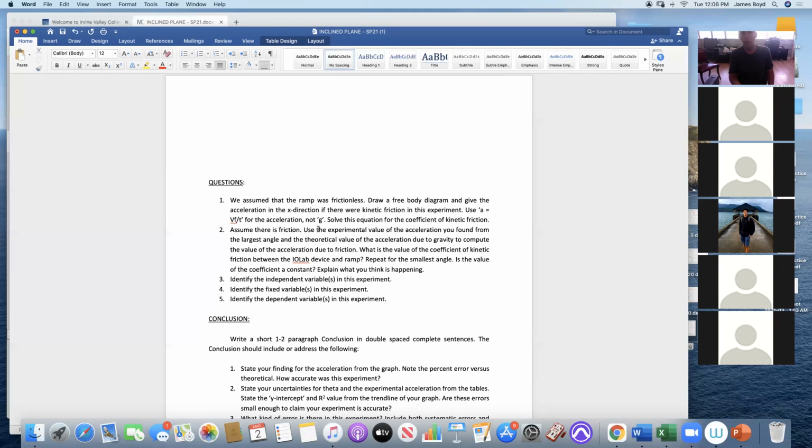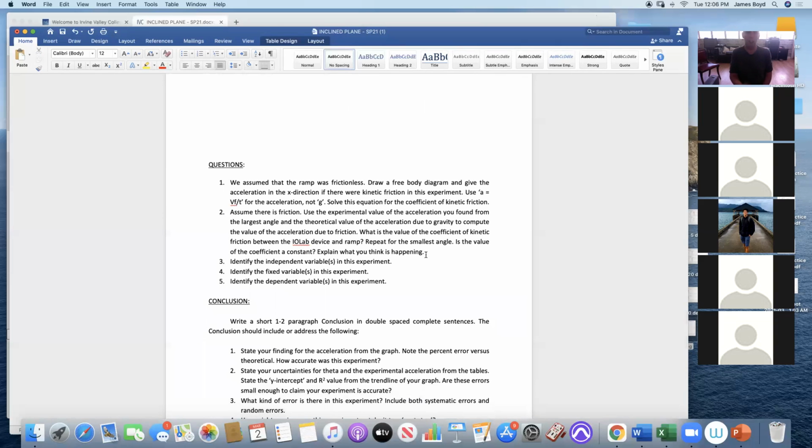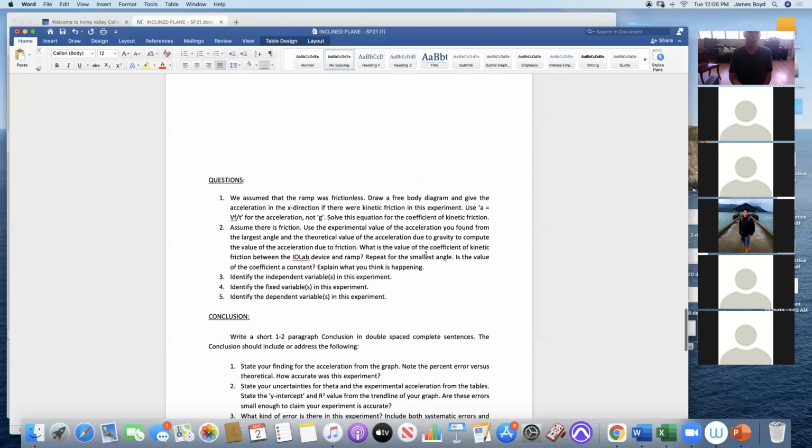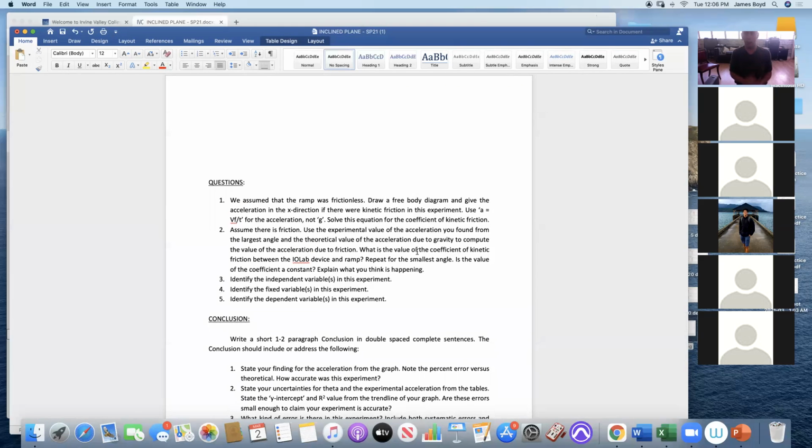So what I'm asking you to do is use a free body diagram and symbolically find mu. And then here, I want you to assume there is friction, and I want you to find the value of the coefficient for the smallest angle and for the largest angle, and then explain why you think they're different. Why is it increasing? I gave you a couple answers. You might have better answers than me. So that's it for the questions.